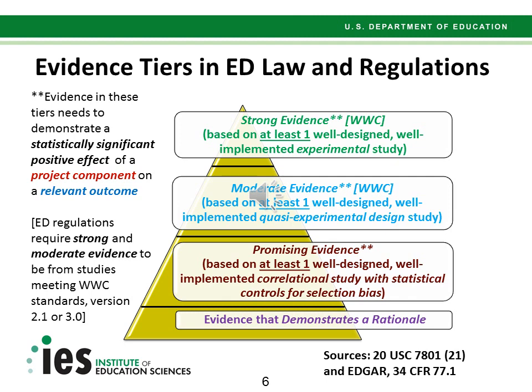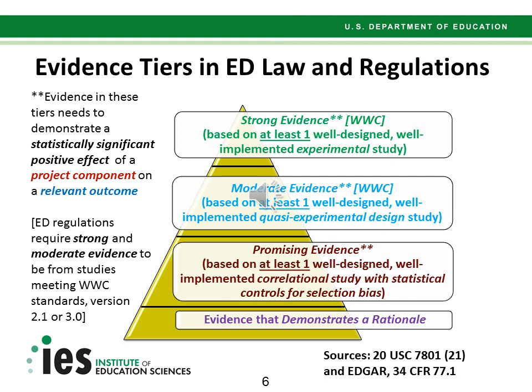Moderate evidence needs to be based on at least one well-designed, well-implemented quasi-experimental design study demonstrating a statistically significant and positive effect of a project component on a relevant outcome. ED regulations require this study to meet What Works Clearinghouse evidence standards with or without reservations when assessed using version 2.1 or version 3.0 of the WWC handbook.